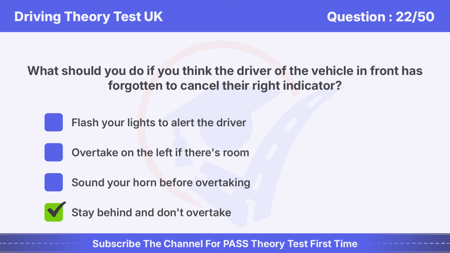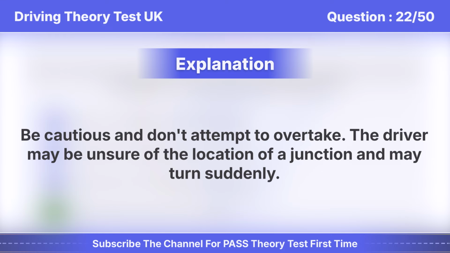Answer is D. Stay behind and don't overtake. Be cautious and don't attempt to overtake. The driver may be unsure of the location of a junction and may turn suddenly.